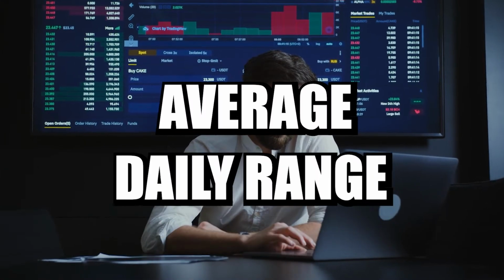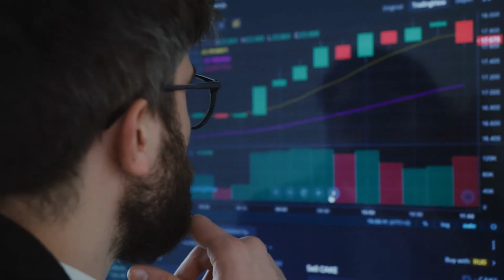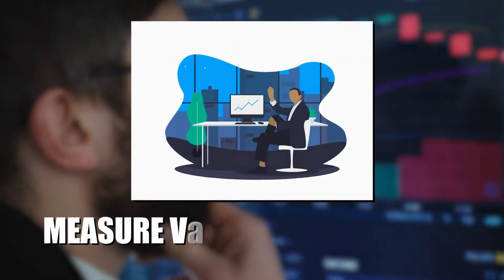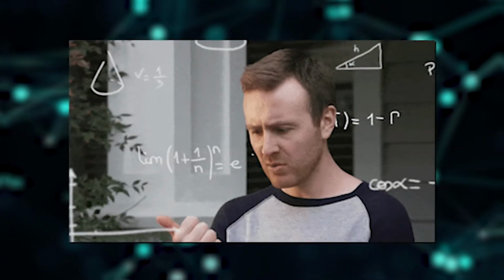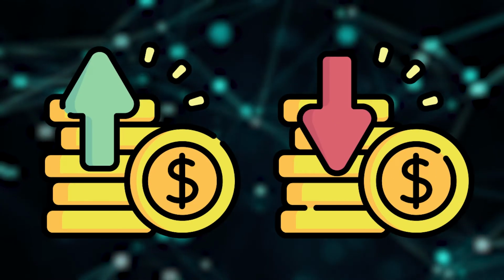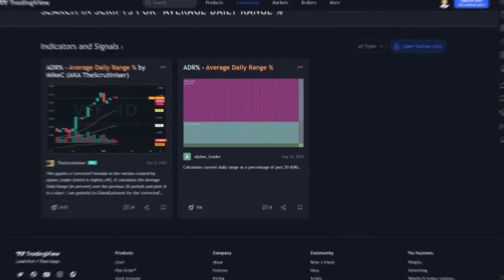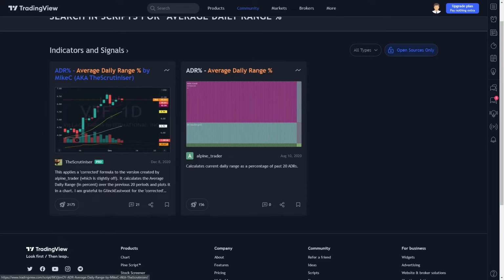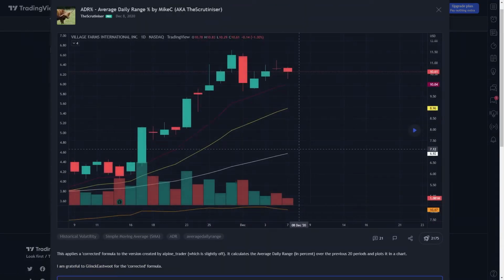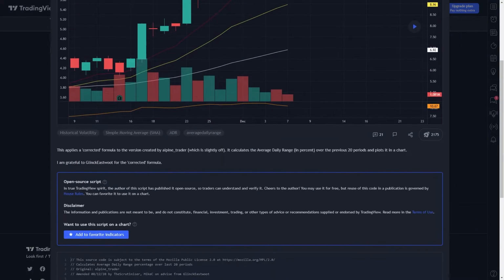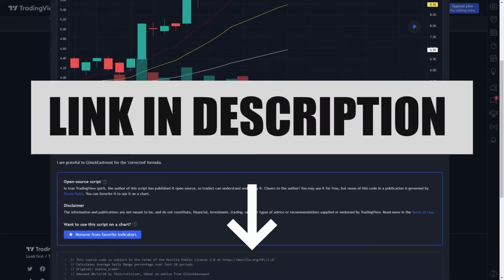There is a really easy way of figuring out how volatile an asset really is, and it's called the average daily range. The average daily range is a technical indicator used to measure volatility in an asset. It calculates the average difference between the highest and lowest price over a time interval. Luckily for us, there is a public script on TradingView available that calculates the average daily range of any given asset for us. You can find the link to the script in the description below.